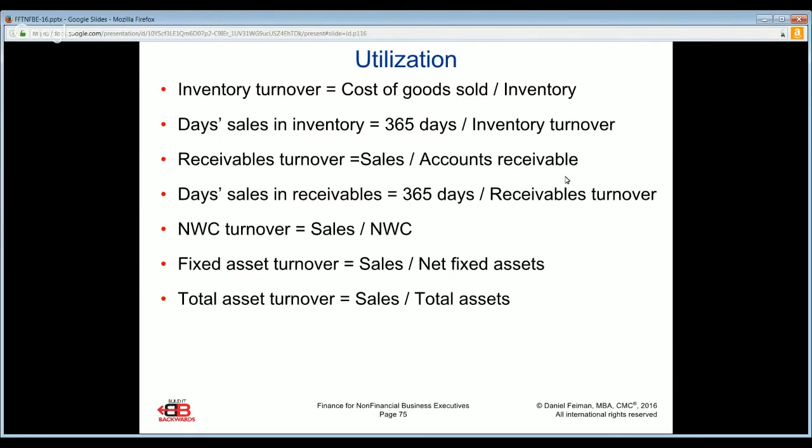Here's a caveat. Whether we're talking about inventory or receivables or payables, we definitely want to remember and recognize this is going to measure the average, not the absolute.